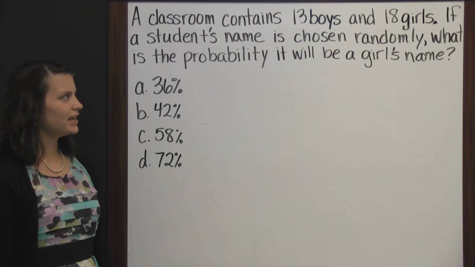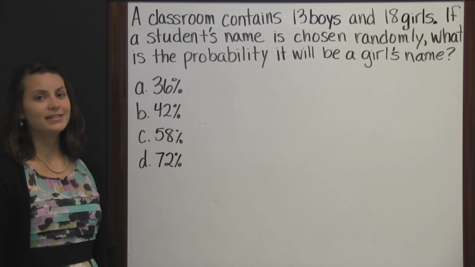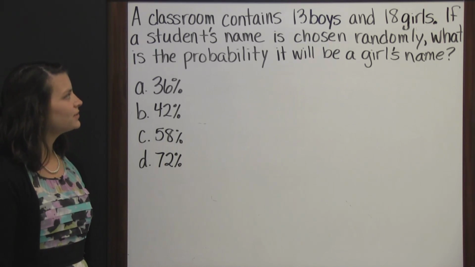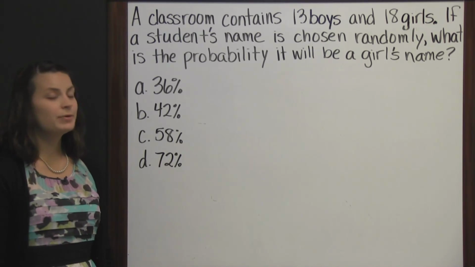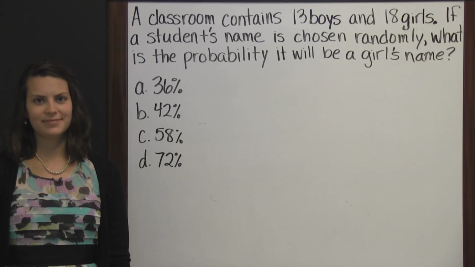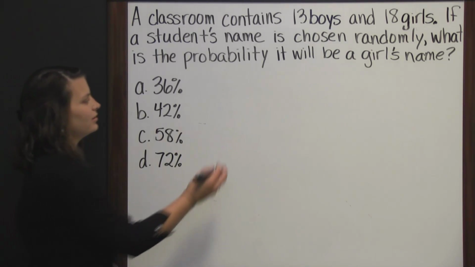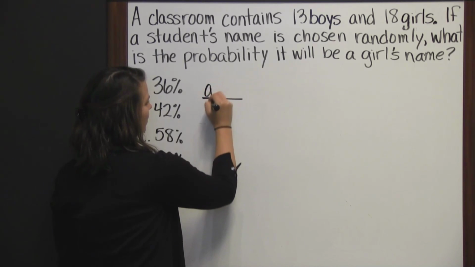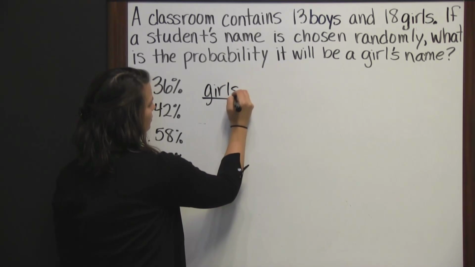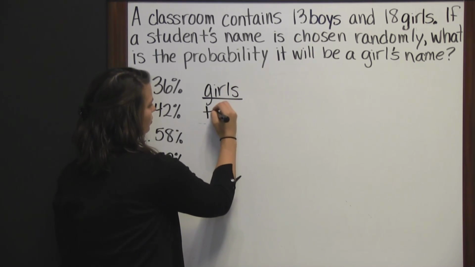A classroom contains 13 boys and 18 girls. If a student's name is chosen randomly, what is the probability it will be a girl's name? To find probability, we need to write a fraction. And that fraction will be how many girls' names there are out of how many total names there are.